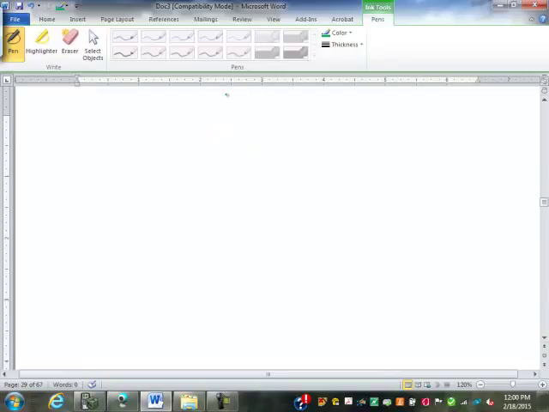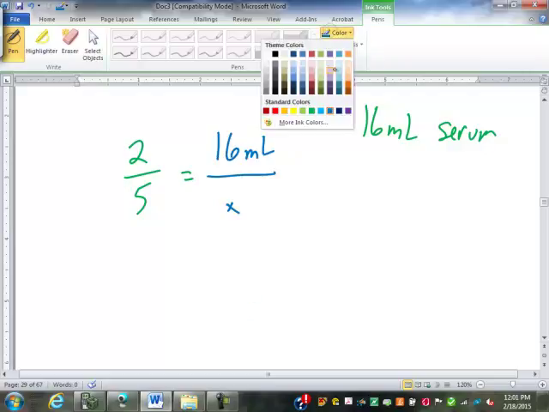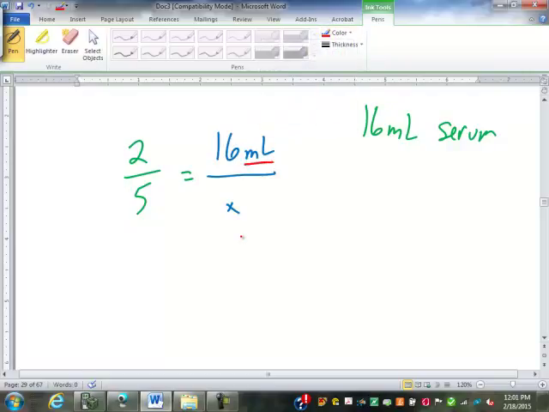We might have a 2 in 5 dilution, and if we have 16 milliliters of serum, wondering how much total solution we can make. Well, that 16 milliliters goes here. Looking for the amount of total solution down here. Now I said we didn't need the units in here, but in this case I'm going to leave them there because that tells me the units down here must also be milliliters. So I'm going to do 5 times 16 divided by 2 is 40 milliliters of total solution.